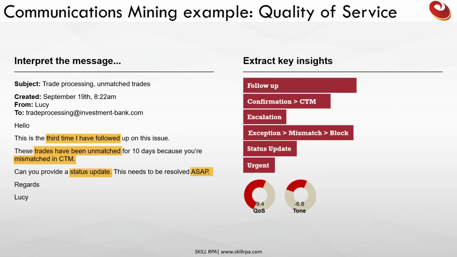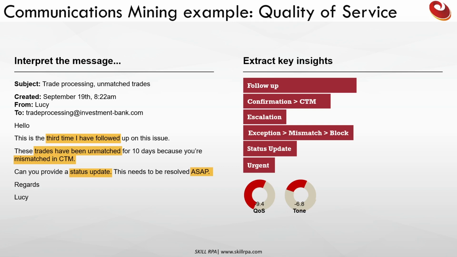And this is an example of quality of service, related to IT service desk tickets. There is a request which was received 10 days ago and was not yet done properly, and it's a follow-up message which requires urgency. So it is able to identify that it's a follow-up email and it is urgent, and also that there is a mismatch that happened in the application.